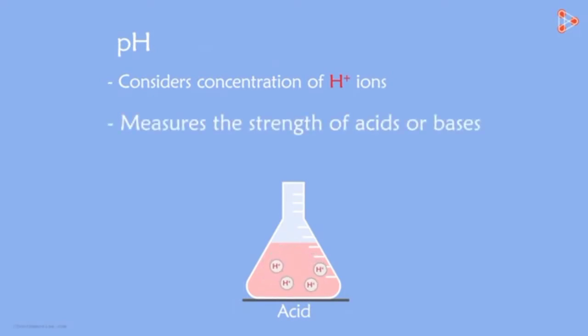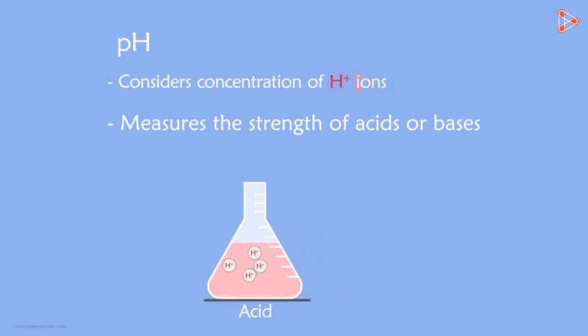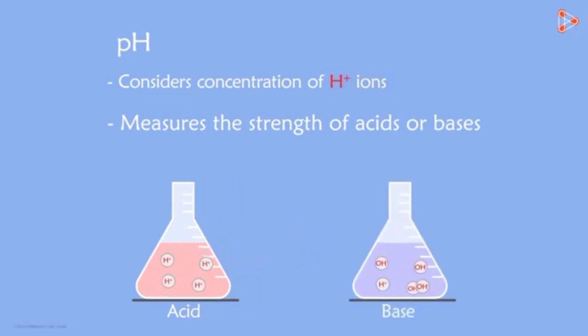Yes, the pH measures the strength of acids and bases. But you'd probably be thinking that if pH only considers the concentration of H+ ions, how can it tell us how strong a base is? Remember, bases also contain H+ ions. Just that the concentration of H+ ions is far lower than that of the concentration of OH- ions, so low that they are generally ignored.